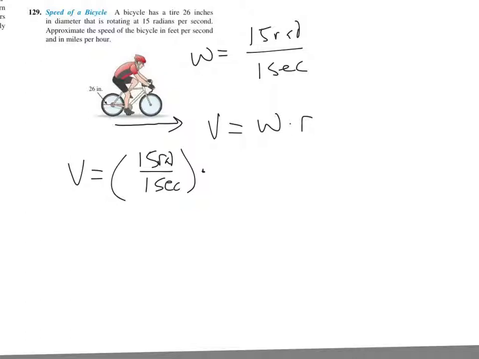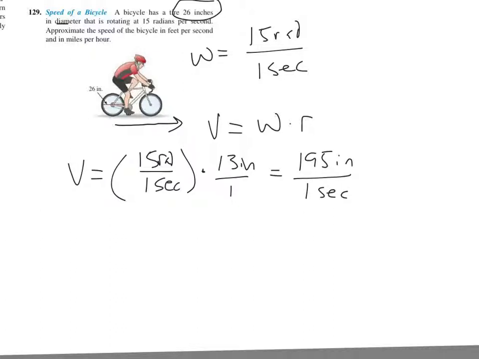Now the radius of the wheel, we have to be careful because they give us 26 inches here, but that's the diameter. So the radius is a 13-inch wheel. And so if we just multiply this out, 15 times 13, we basically get 195 inches per second. Okay, and that's the answer to this first part.